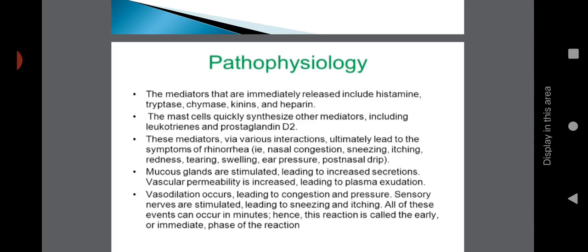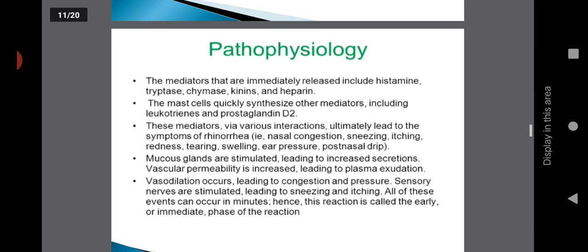Okay, so these chemical mediators are a part of inflammation. These are the chemical mediators which are released. The mast cell quickly synthesizes other mediators, including leukotrienes and prostaglandin D2. So once the mediators are released into the nasal mucosa, some more mediators will be synthesized by the mast cell. These mediators, through various interactions, ultimately lead to the symptoms of rhinorrhea.